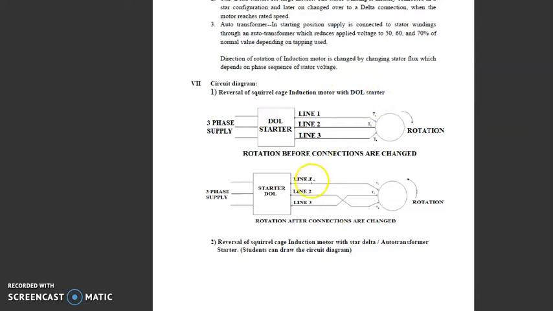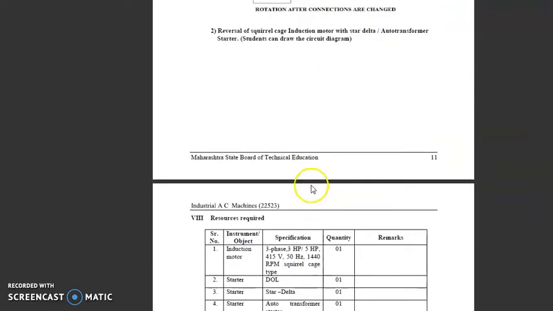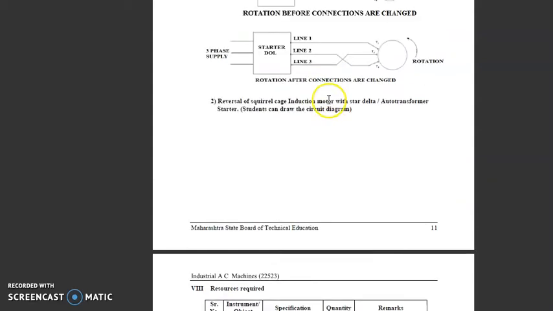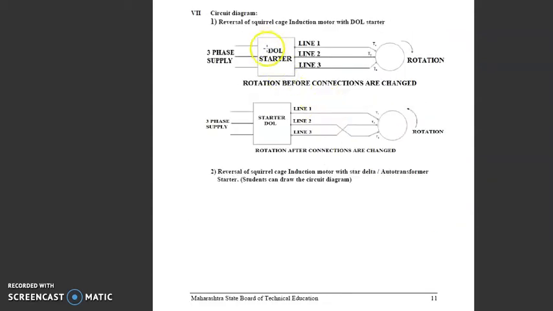Now we are doing the same experiment with either the auto transformer starter or the star delta starter. So the second part is reversal of the squirrel cage induction motor with the star delta or auto transformer starter. You have to draw the circuit diagram. For the circuit diagram you just have to replace the DOL starter with the auto transformer.